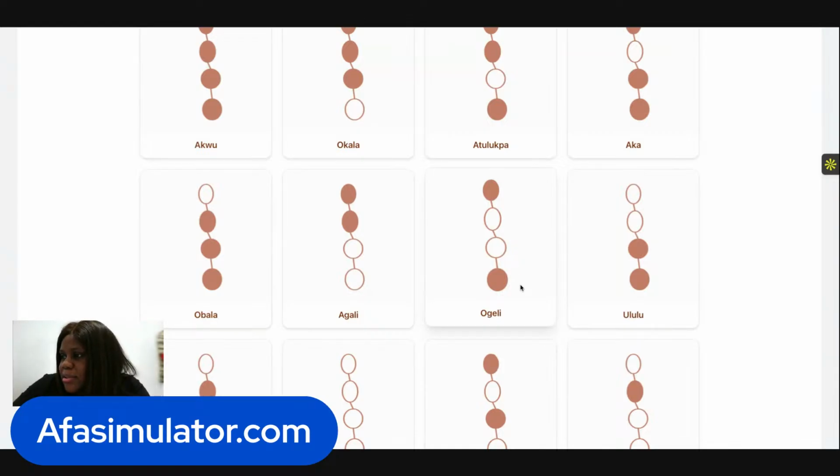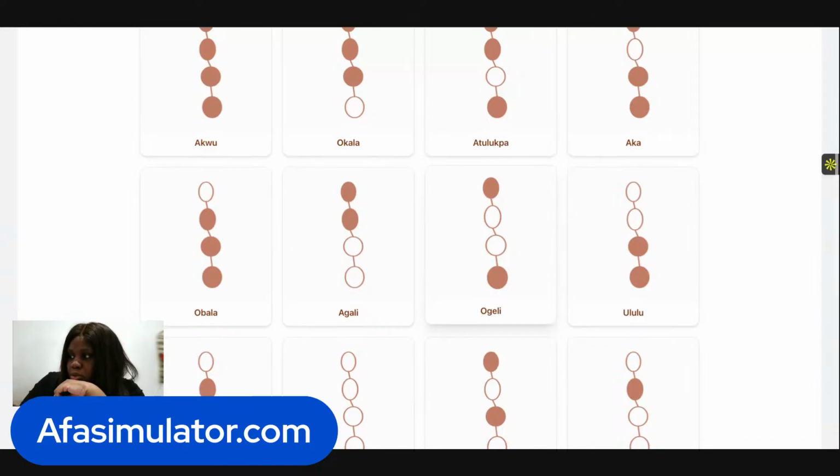Agali will be like, let me think of it like Agadi wine's earring, and her earring is dark at the top. So Agali. Ogeli. When I see this one, this is Ogeli. I don't know how I'm gonna remember Ogeli. Ogili, how do I remember that one? I'll just try to remember it. Ululu is two whites at the top and then two darks at the bottom.